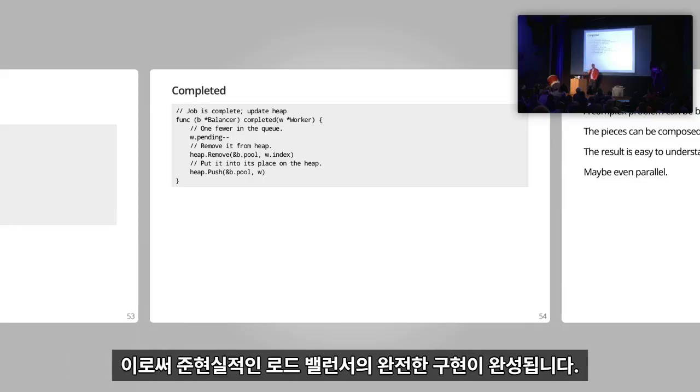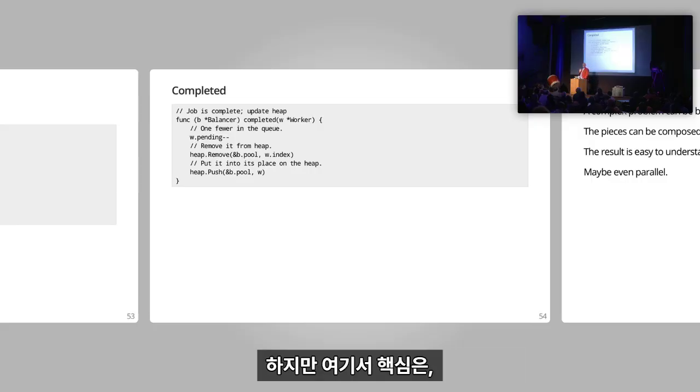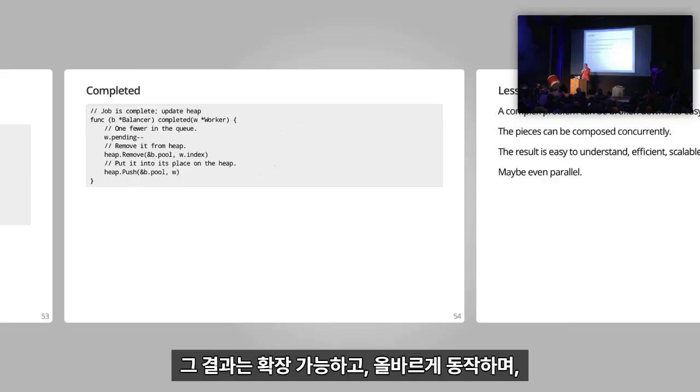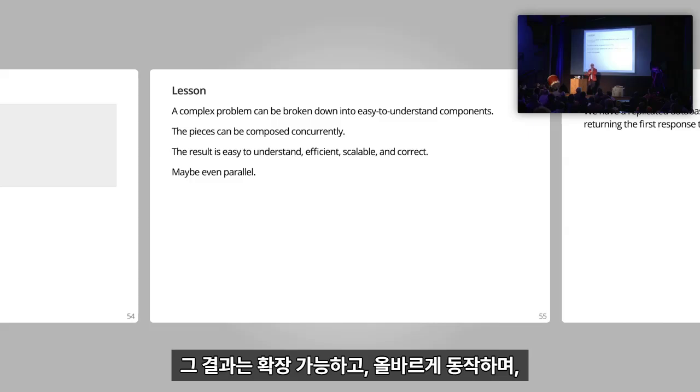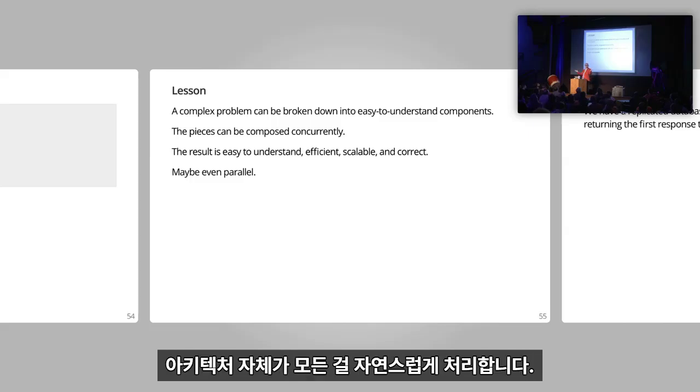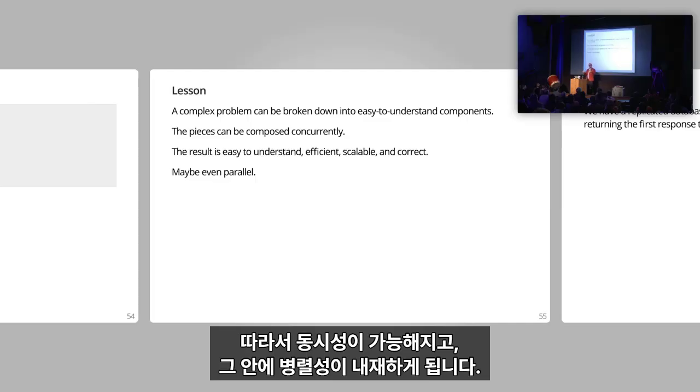And that's a complete implementation of a semi-realistic load balancer. But the key point here is that the data structures are using channels and goroutines to construct this concurrent thing. And the result is scalable, it's correct, it's very simple, it's got no explicit locking, and yet the architecture just sort of makes it all happen. And concurrency is therefore enabled parallelism intrinsic in this thing.